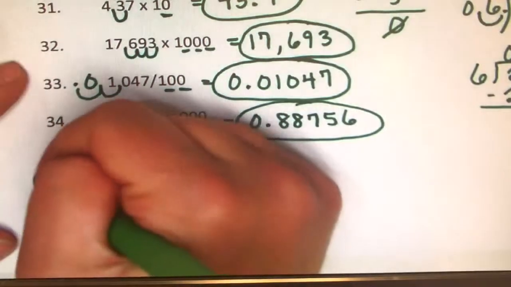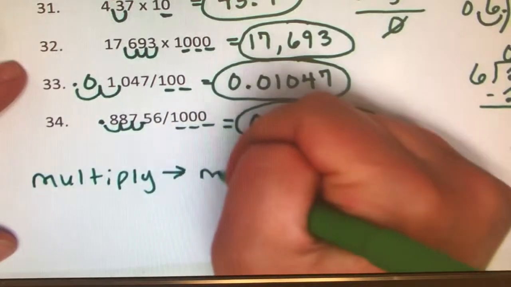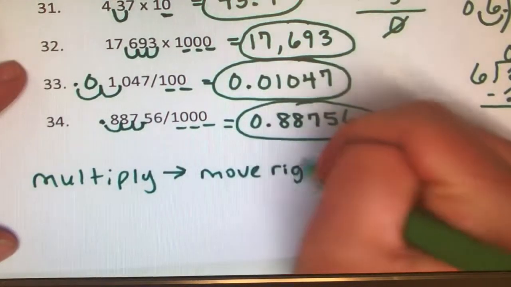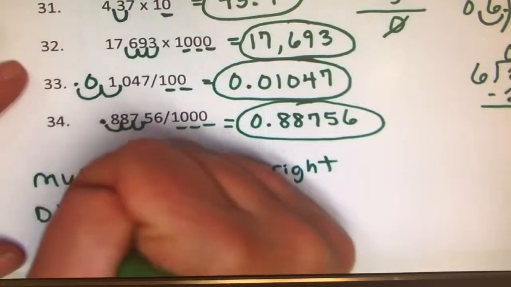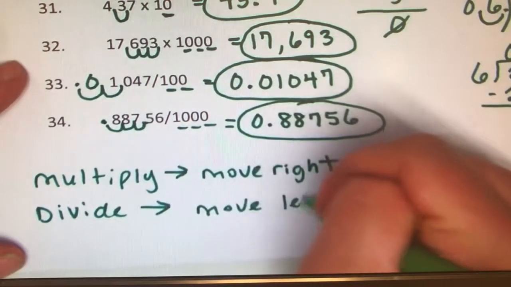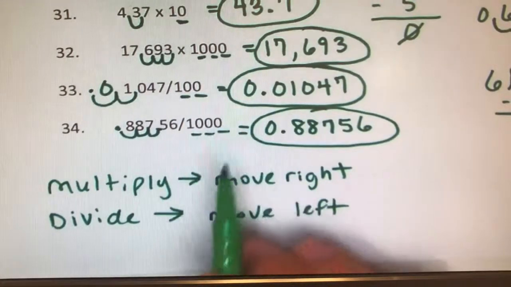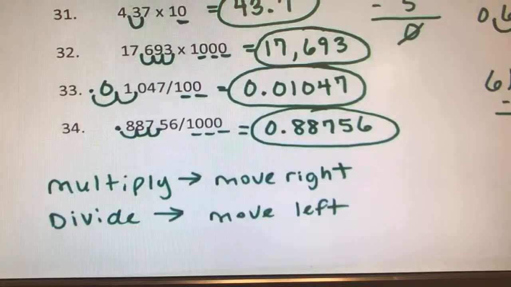Okay, so if you want to make a little note, multiply, move the decimal to the right, divide, you move the decimal to the left. However many zeros you're dividing by or multiplying by, that's how many places you move. And that is it for our work with decimals.